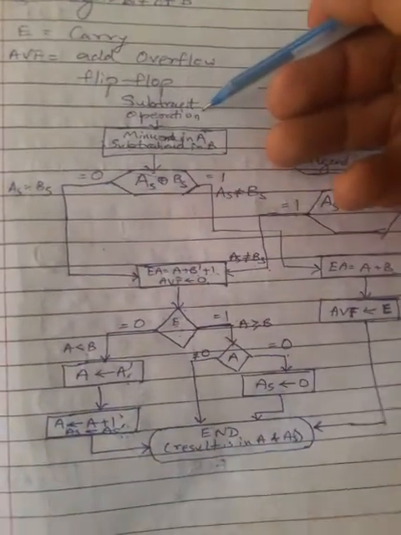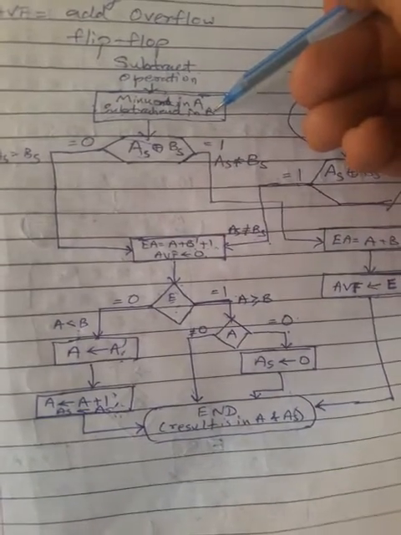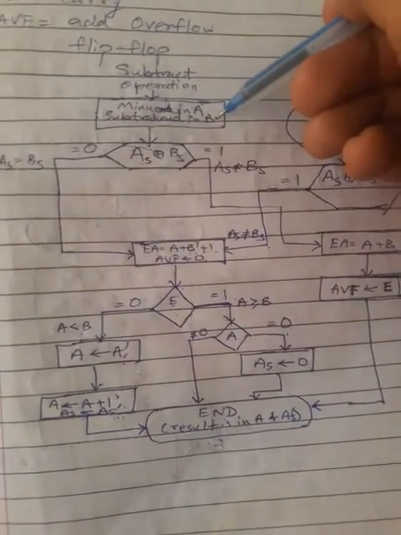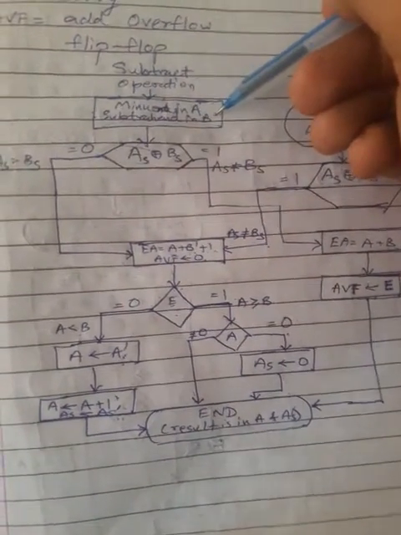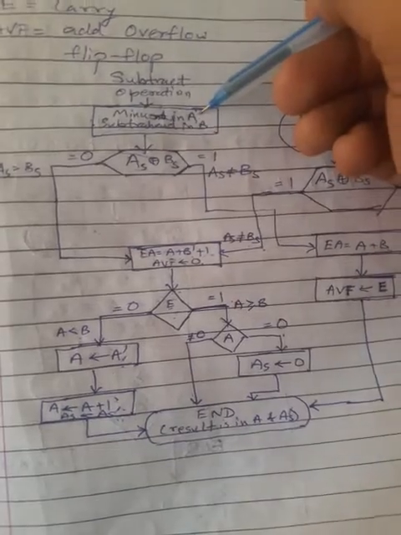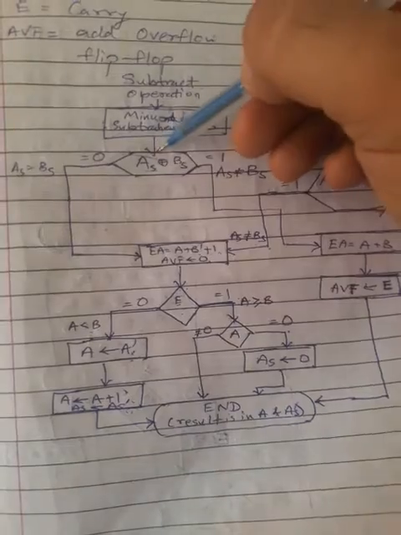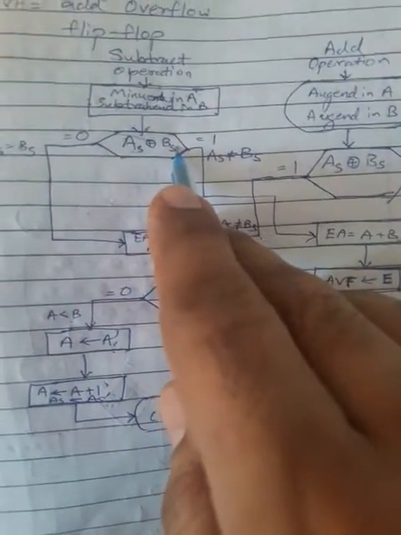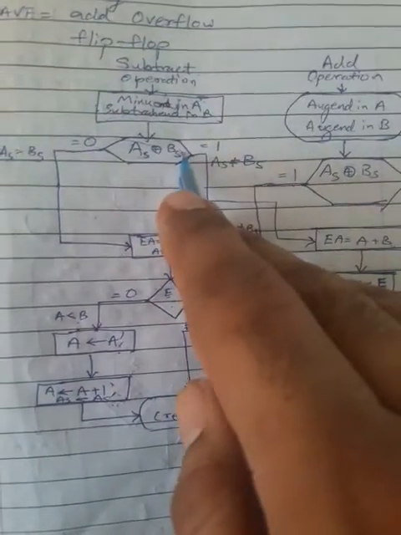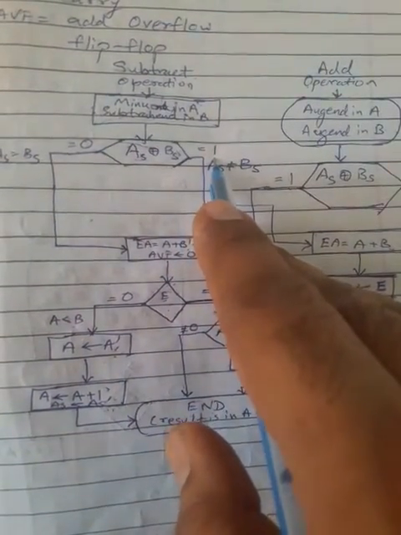Now the subtraction: the minuend, the first part, is A. The second part, the one we are subtracting, which we call the subtrahend, is B. A minus B, so A will be the minuend and B will be the subtrahend. In this, the same thing that we saw here, we will see the sign bits of A and B, whether they are equal or not. If they are equal, then it is equal to 0. If they are not equal, then it will be equal to 1.